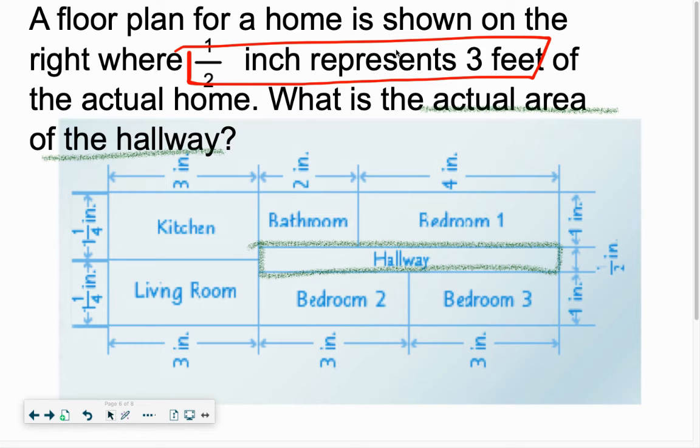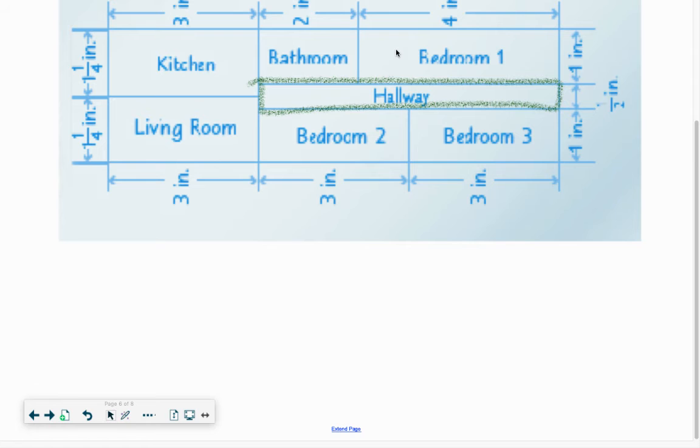But before I get there, let's see here. Writing it on in, half is 0.5. So half to 3, so that's inches and feet. And now it says, what is the actual area of the hallway? So we'll have to find out the actual dimensions. So first, how long is it?